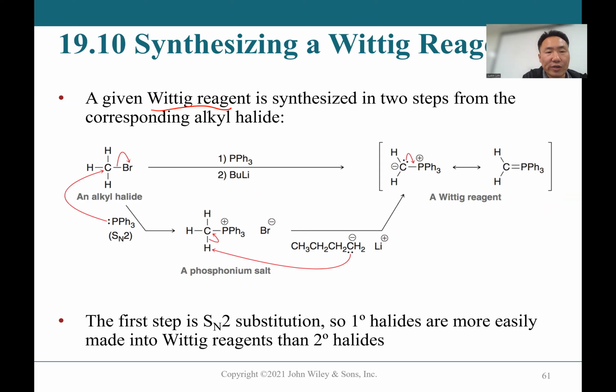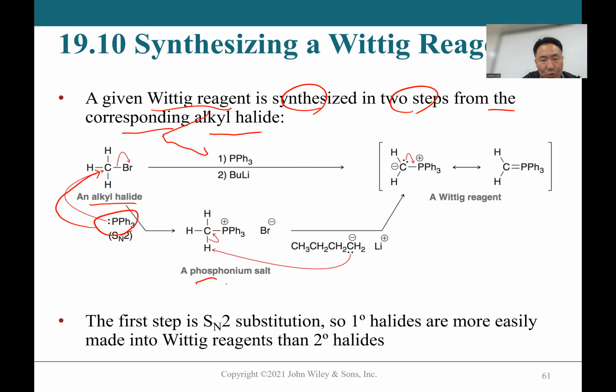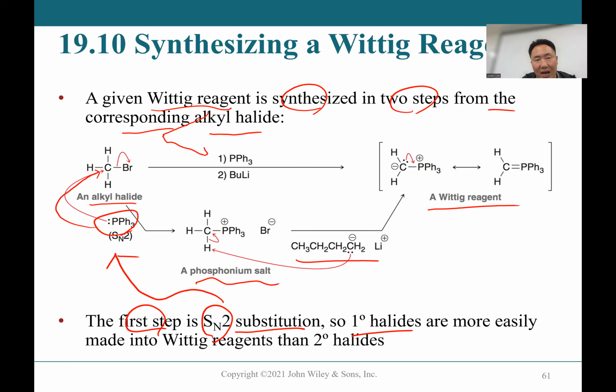The Wittig reagent is a really good reagent, synthesized in 2 steps from the corresponding alkyl halide. Triphenylphosphine attacks the alkyl halide to generate a phosphonium salt, then a proton transfer step finally generates the reagent. The first step is SN2 substitution. So primary halides are more easily made into Wittig reagents than secondary halides.